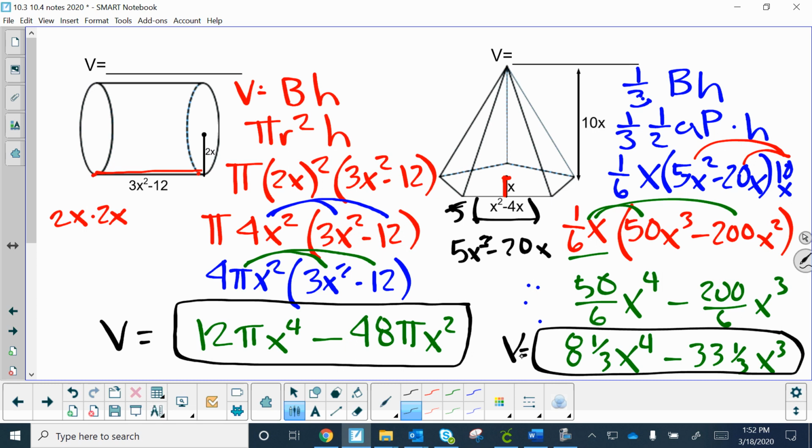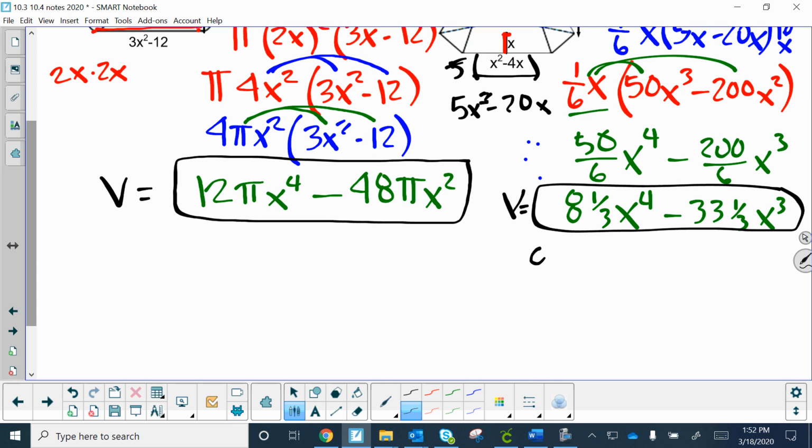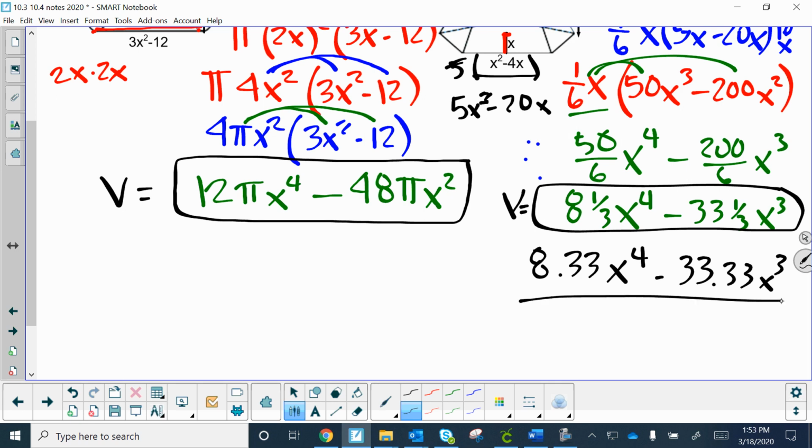And again, you can put it in decimal. You can write 8 point if it makes you feel better. That's another option. Okay, remember, that's just an estimate. Okay, so that's volume of pyramids and cones, a little bit more challenging with the algebra. And that is it.